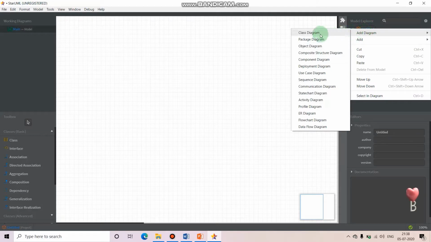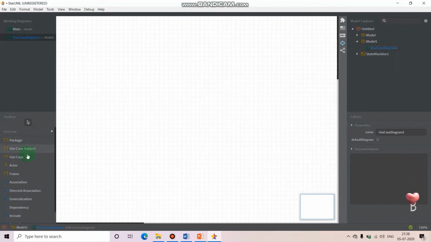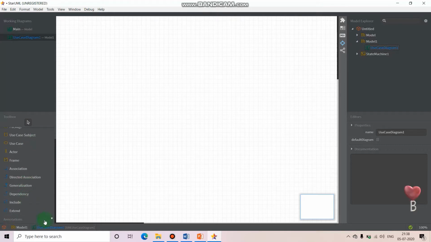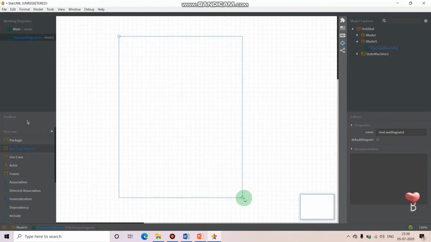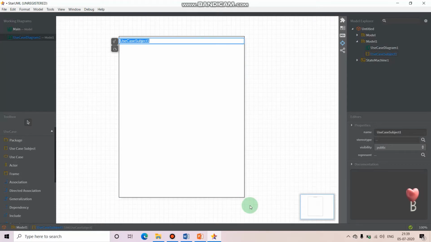First we'll add the diagram, this use case diagram. You can see all the symbols here. These are the annotations. Now this is the use case subject. You have to pick this and then draw it in this way, and then write here the subject of the use case. It can be the name of the system. So here I am writing ATM machine.